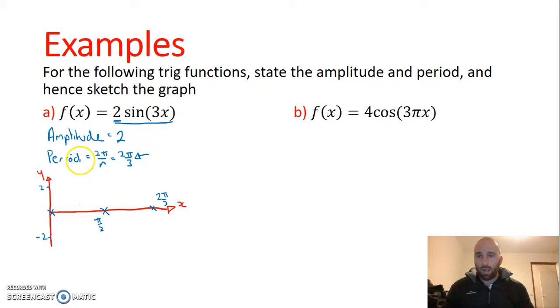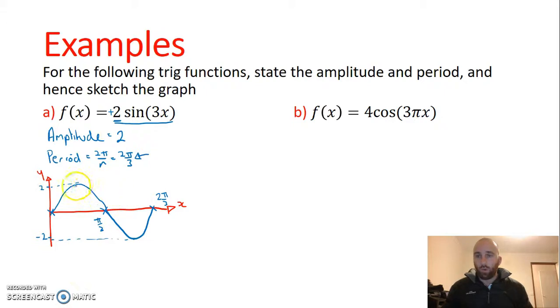Because this is positive, and we'll touch on negatives later on, it's going to go up to 2. It's going to go down, cut the axis at pi on 3, go down and back up. Make sure that the minimum value is negative 2 and that the maximum value is 2. Hopefully everyone's drawing them a little bit more accurate than me.